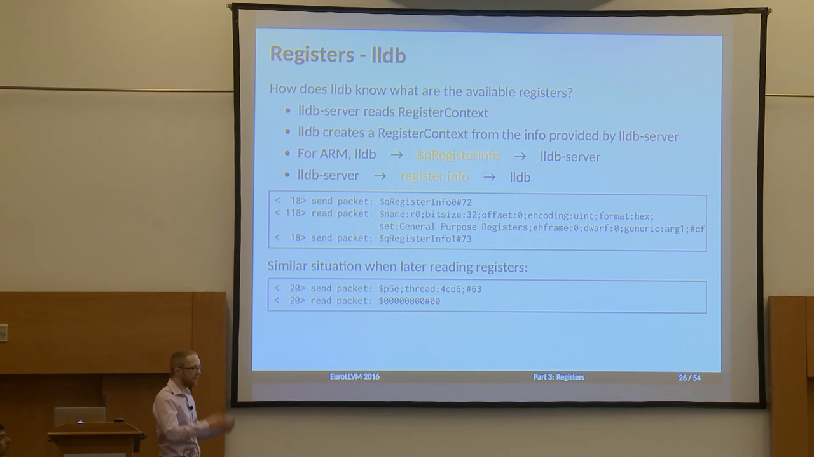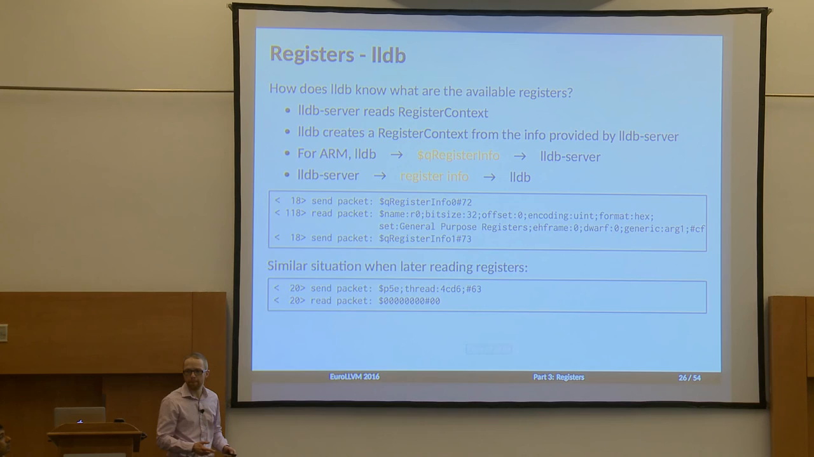After that, LLDB builds its own copy of the register context, and you can read register 0, and so on. It's also worth mentioning that GDB RSP is later used when you want to read registers. When you want to do a register read, this corresponds to LLDB sending a packet requesting the register, and LLDB server coming back with this unexciting value of 0. So that's basically how LLDB knows about registers in LLDB server.